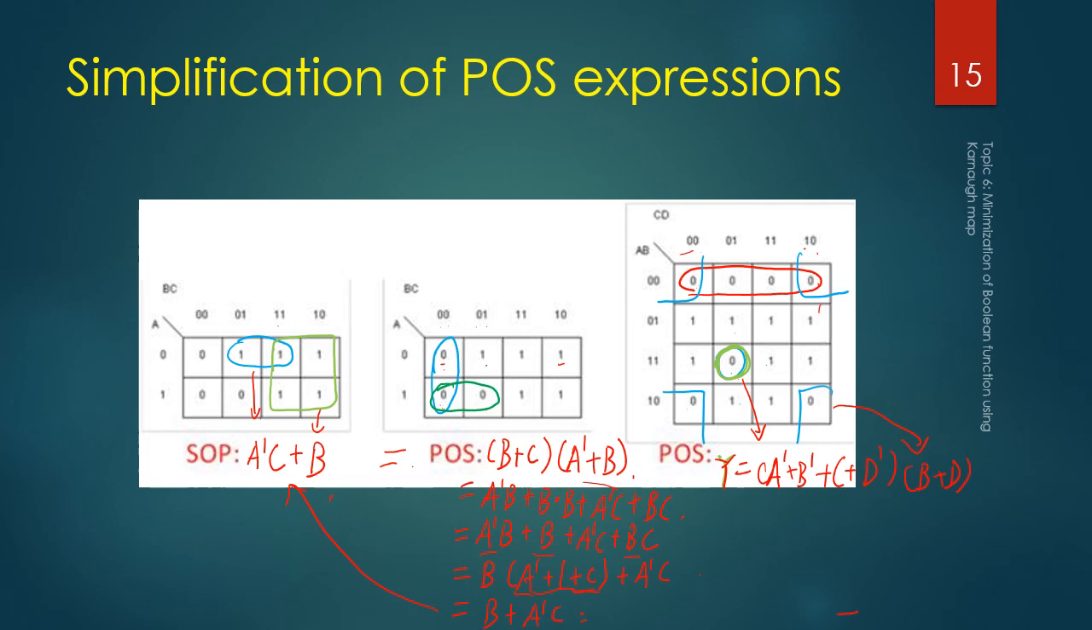Then finally for the red group, both C and D are changing, A and B are not changing, so we put A or B. Okay, you can also try to verify that this is equivalent to the SOP format as shown before.